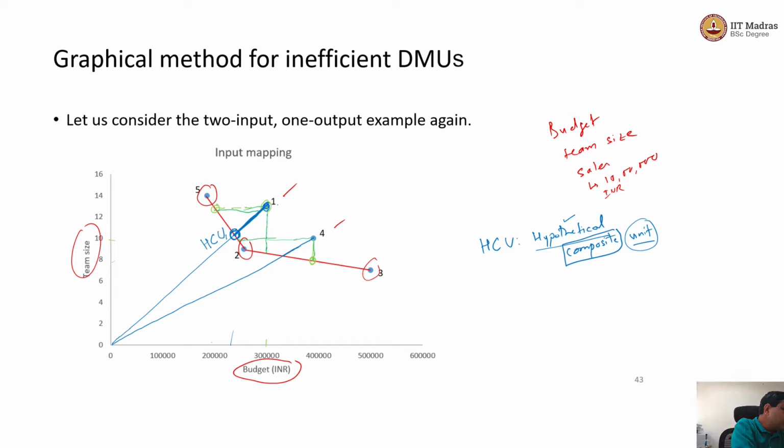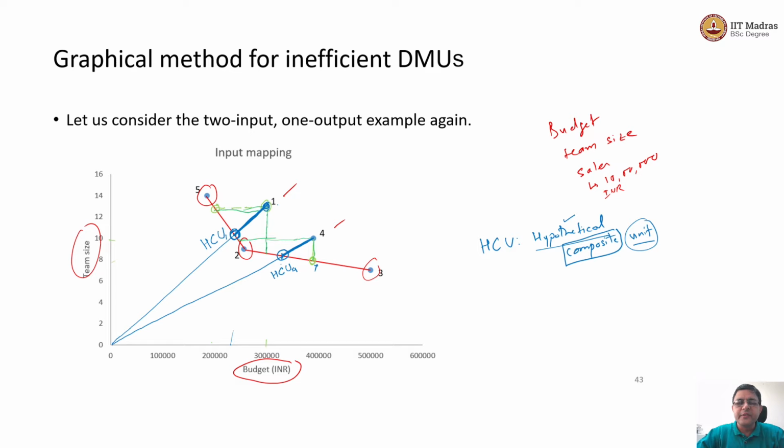So we want DMU4 to move in the direction of this blue line and hit the envelope here. We don't recommend that DMU4 hits the envelope here. We want DMU4 to hit the envelope here, which is reduction in both budget as well as the team size. So just like we did for DMU1, this point here is going to be called hypothetical composite unit for DMU4.